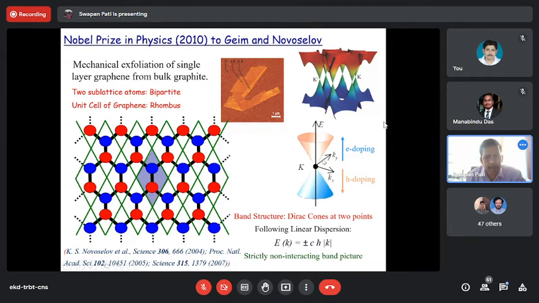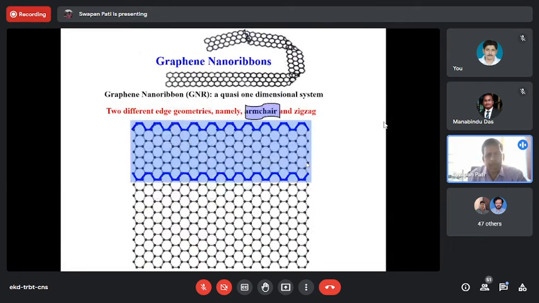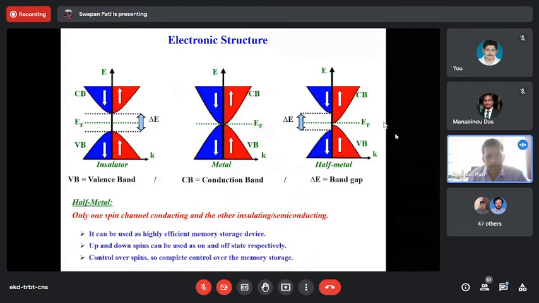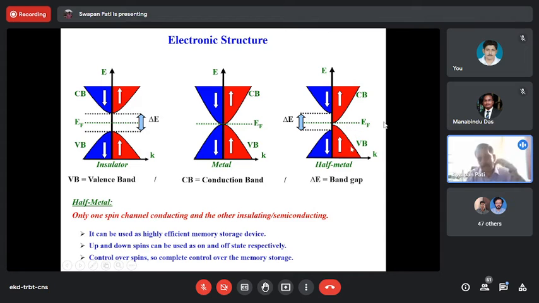It's not a metal because there is no electron density at this k point. In fact, the electron density is 0. So it is called not a metal, it's a semi-metal. It is called a half metal. For example, if one type of spin is conducting and the other spin is insulating, it's called a half metal.